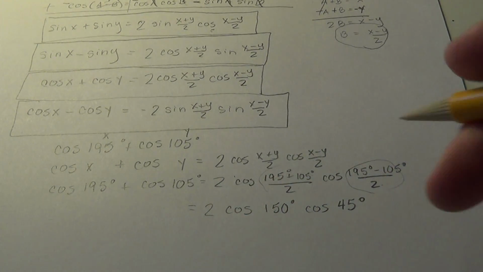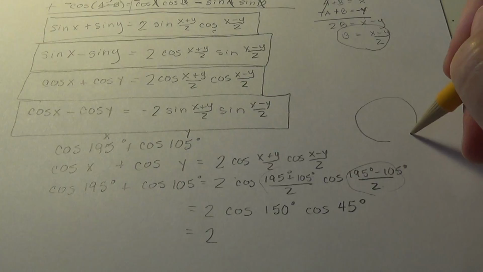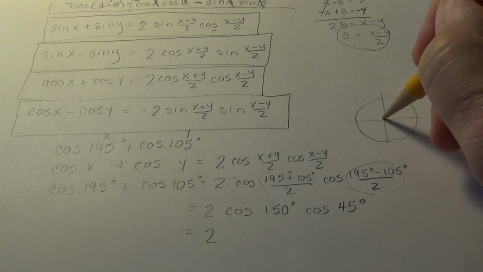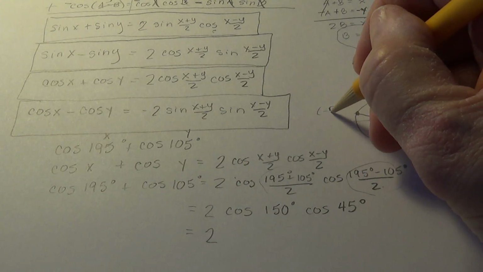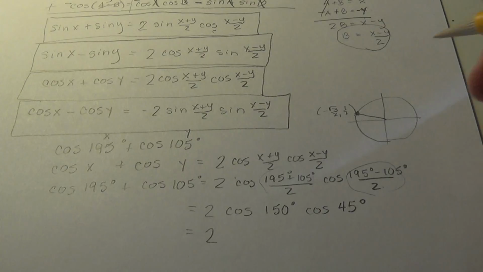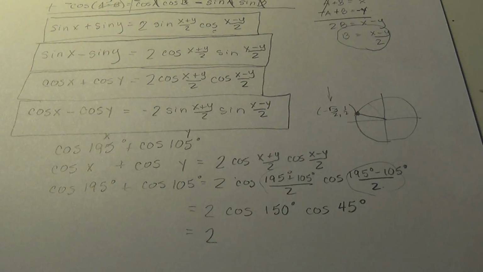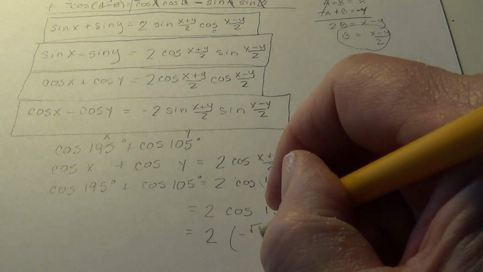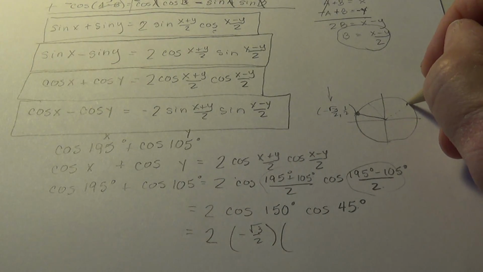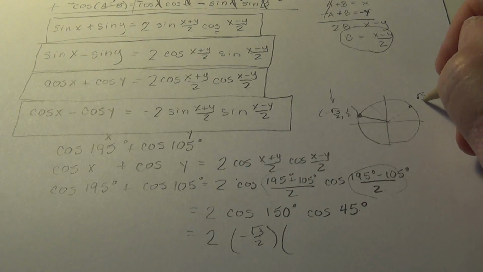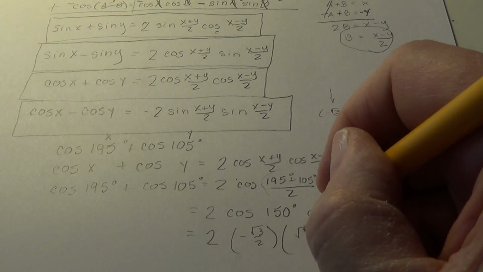All right, so I get to the cosine of 150. I think that's 5 pi over 6. It's right here. So we go back, negative square root of 3 over 2, up 1/2. So it's this one. The first coordinate is the cosine. Negative square root of 3 over 2. Cosine of 45 is square root of 2 over 2. So the first coordinate, square root of 2 over 2.